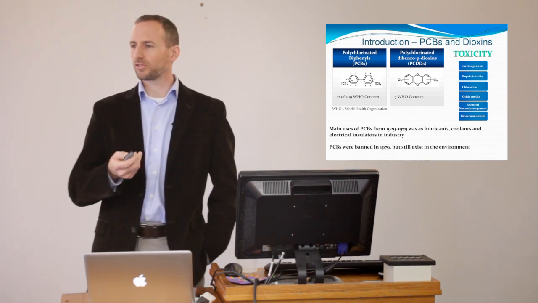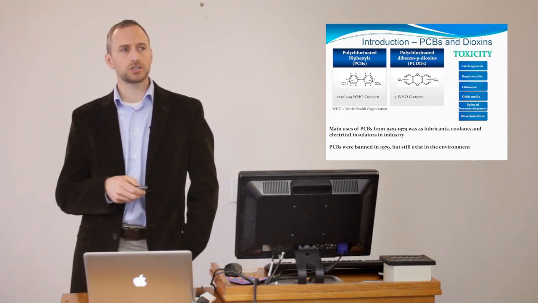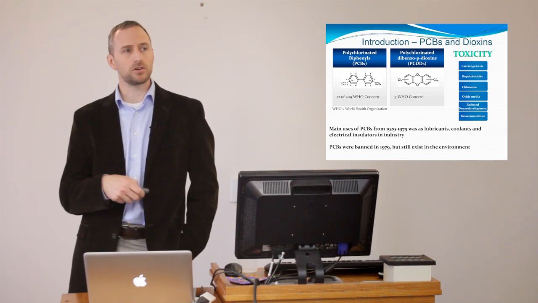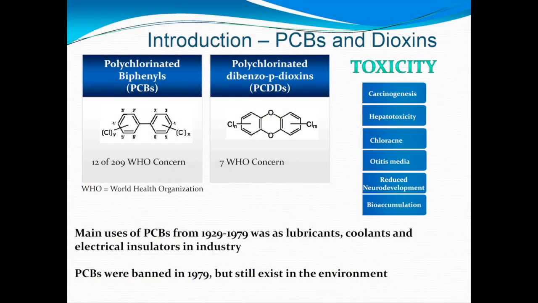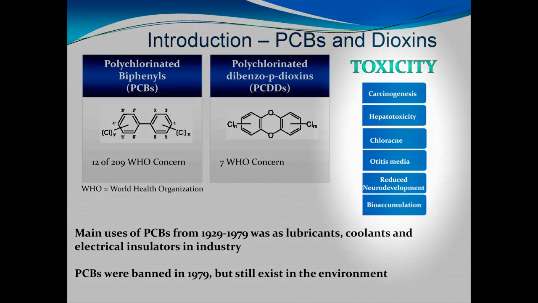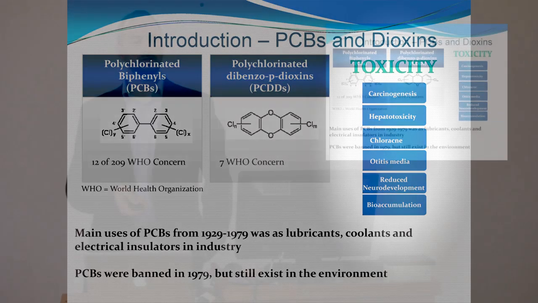They have different levels of toxicity depending on the amount of chlorination, and some of them are more harmful than others, more toxic than others, and 12 of these particular compounds, or specific congeners, specific orientations of chlorine atoms in these positions, are on the World Health Organization list of chemicals of concern. They have a list of a variety of harmful effects: causing cancer, chloracne, otitis media, things like this.